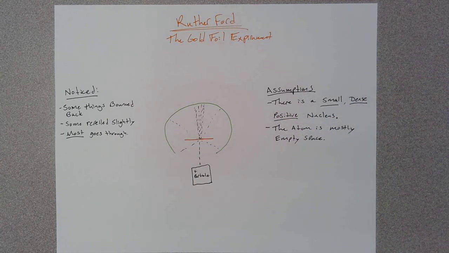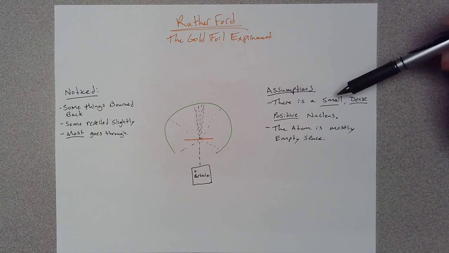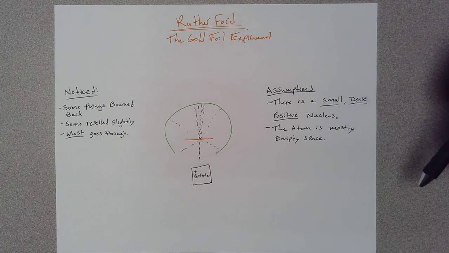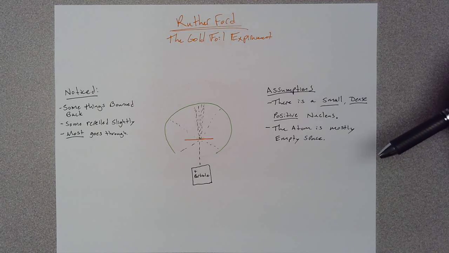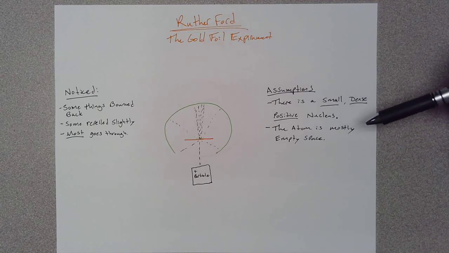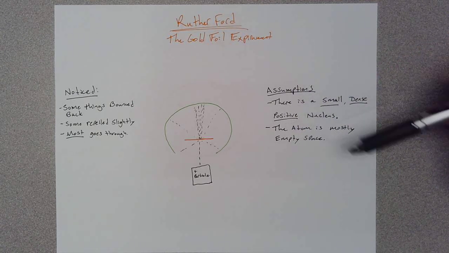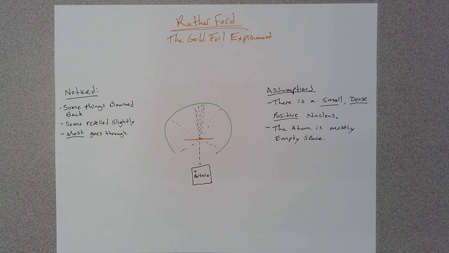This led him to make certain assumptions because he knew that the particle being shot at it was positive. So there's a small, dense, positive nucleus. That was his first big assumption, that there's this tiny little dot inside of the atom, and it's positive. And then the other part is that the atom is mostly empty space. In earlier classes, we did the thought experiment of a marble at the 50-yard line of Gillette Stadium, where the entire stadium is the rest of the atom, and that marble is that little itty-bitty nucleus.